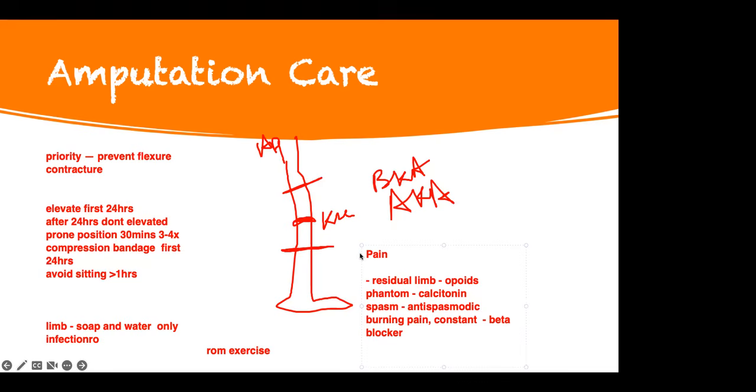But if the same burning pain feels knife-like, this one you have to use an anti-epileptic, like seizure medication, will help. So that's the kind of pain they will have. They will have knife-like pain. They may have burning pain that is constant. They will have spasmodic pain. They may have phantom pain, limb pain. It's all different.